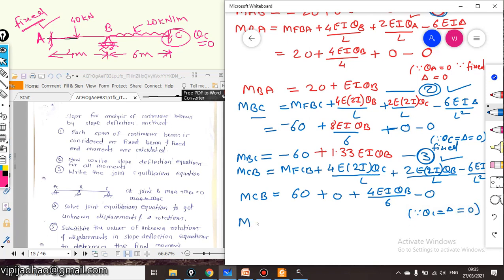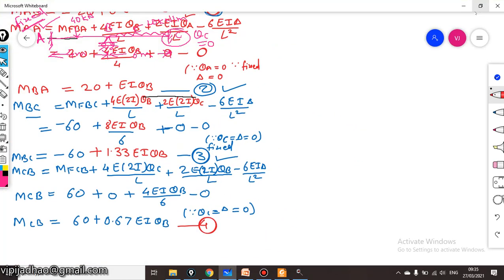Just simplify this equation. MCB is equal to 60 plus 2 by 3, or 0.67. You can directly take 0.67 EI theta b. This is your equation number 4.